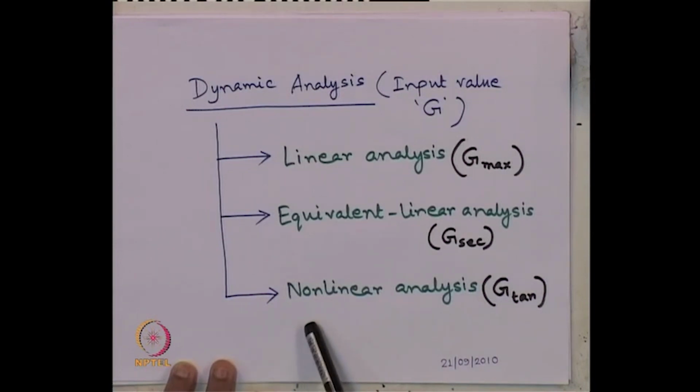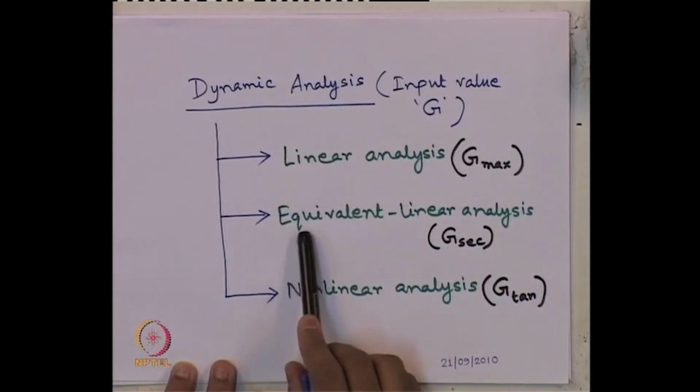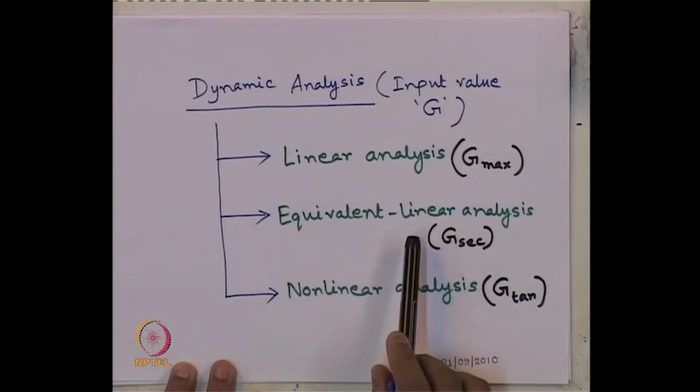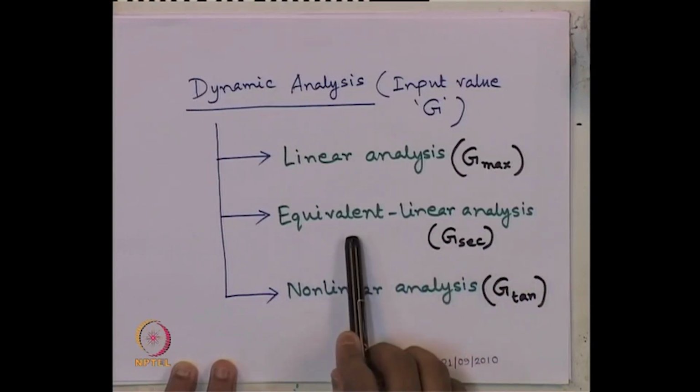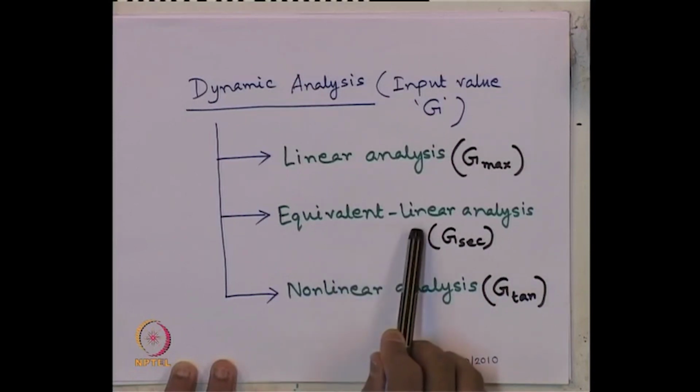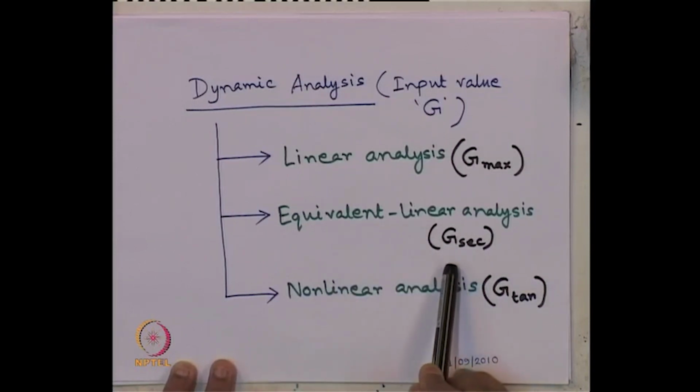Now, depending on the accuracy required for a problem, we can compromise between these two extreme cases, that is the simplest analysis and the complex analysis. The in-between one is called equivalent linear analysis, where we can use the secant shear modulus. If we are aware of the particular level of cyclic shear strain our soil model is going to be subjected to, then we can simply use the equivalent linear analysis by using the secant shear modulus.